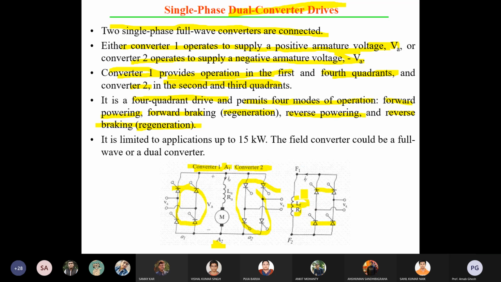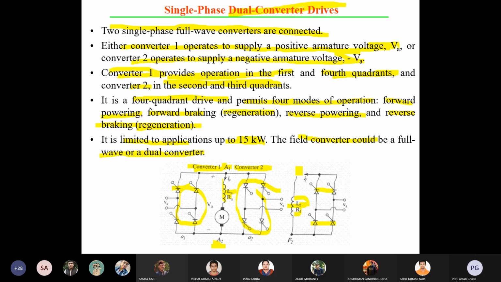For the series motor, what you need to do is connect the field winding over here, so a changeover switch is required for it. Nothing else changes, only the field winding can be connected in series with your armature winding. It is limited to applications up to 15 kilowatt. The field converter could be a full wave or a dual converter.